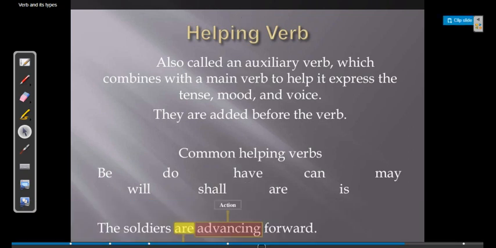Helping verbs are also called auxiliary verbs. They combine with a main verb to help it express the tense, mood, and voice. They are added before the verb. Common helping verbs: be, do, have, can, may, will, shall, or is. The soldiers are advancing forward. Advancing is an action word, but are is a helping verb, an auxiliary verb.